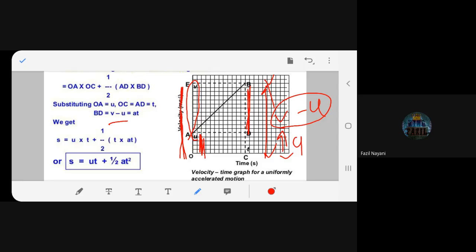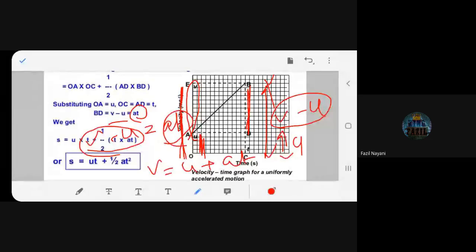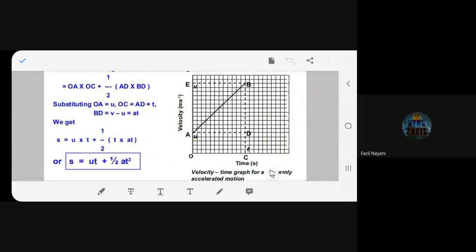But I don't want to write V minus U because I'm not interested in V and U. I'm interested in acceleration. So we know that V is equal to U plus AT. Yes? So what will it become? V minus U is equal to AT. So instead of V minus U, I will write AT, and this is what I have done, AT. Understood? So instead of V minus U, what am I writing? AT. Any problem?